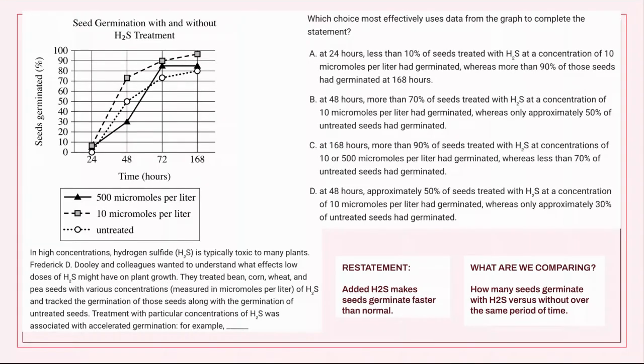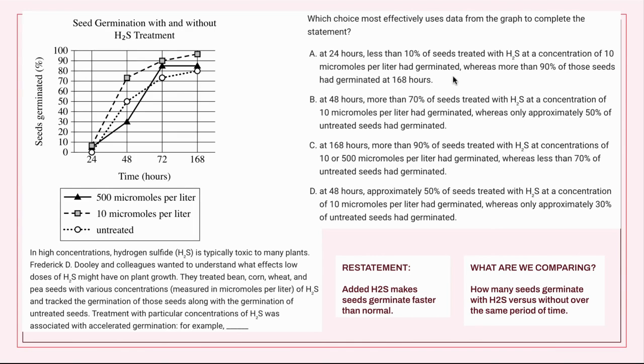Okay, so I think what makes this one tricky mostly is actually the answer choices, because they all have the same format. So let's walk through each one this time. So, A, at 24 hours, less than 10% of the seeds treated with H2S at a concentration of 10 micromoles per liter had germinated, whereas more than 90% of those seeds had germinated at 168 hours.